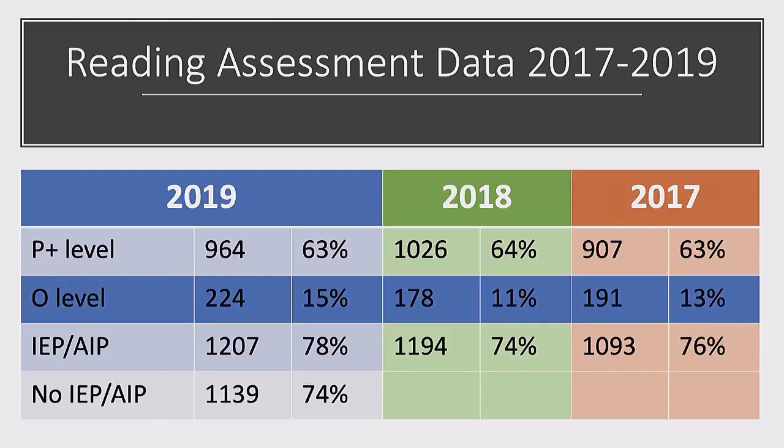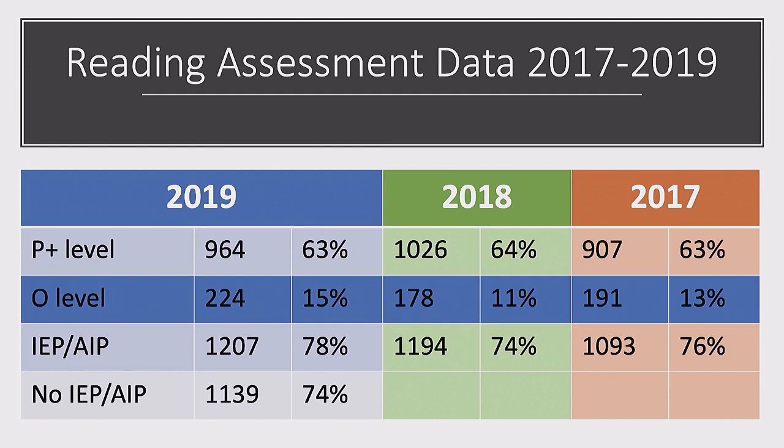So again, how do we dig deeper into the numbers that we have in front of us? We've got, yes, 63, 64, 63 at P+, but look at our own numbers. Look at where we are as far as the growth in our O's and where we've got to if we include O's in the IEPs and the AEPs. 78%. If our goal is 80, we're getting there. And I think really just understanding how close we are to that next level is really a celebration.